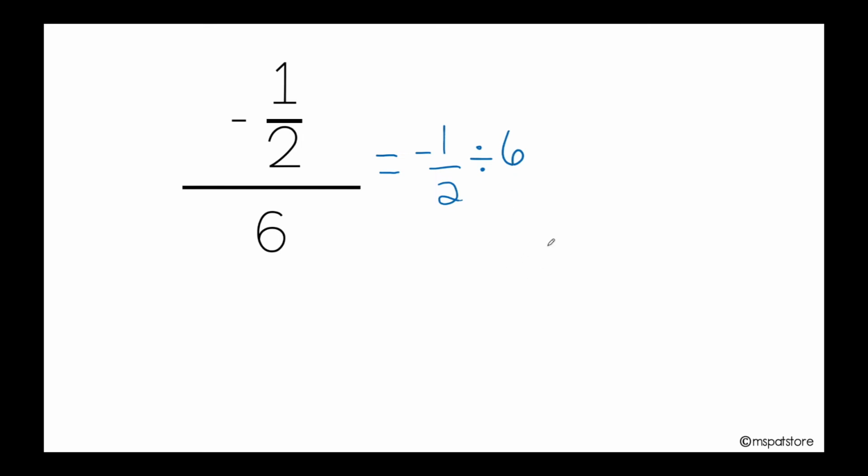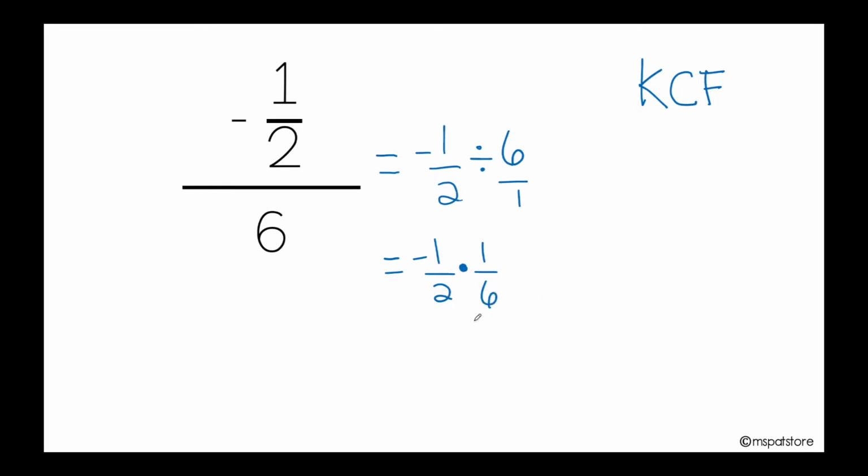Now, you're very familiar with this. You know that under each whole number, there's an invisible 1 as a denominator. Remember that in order for you to divide fractions, you need to keep the first fraction the same, change the division sign for a multiplication, and flip the second fraction or use the reciprocal. So in this case, it will be -1/2. I will leave it the same, change my division sign for a multiplication and flip my second fraction, or use the reciprocal.